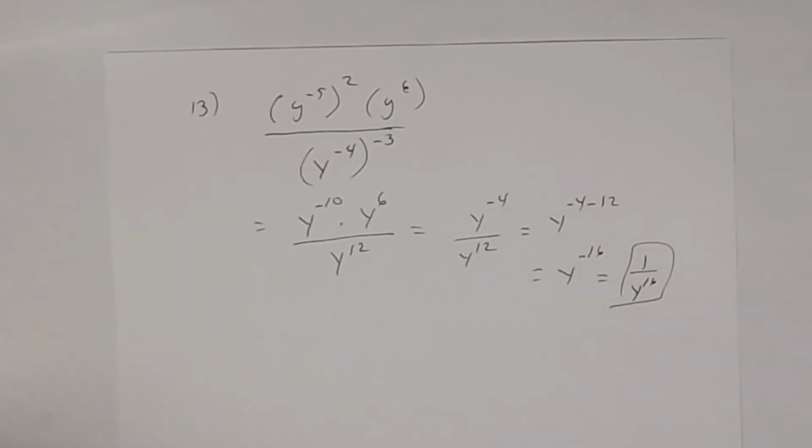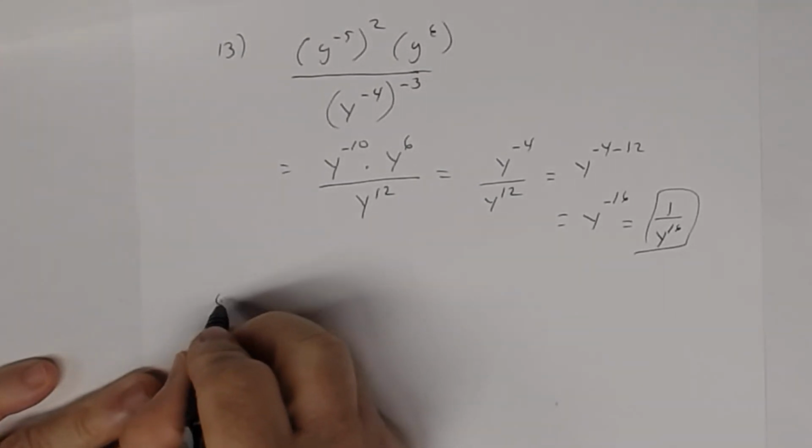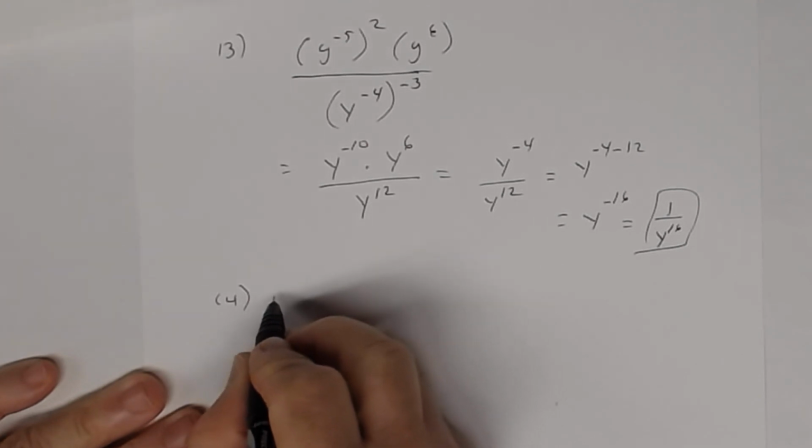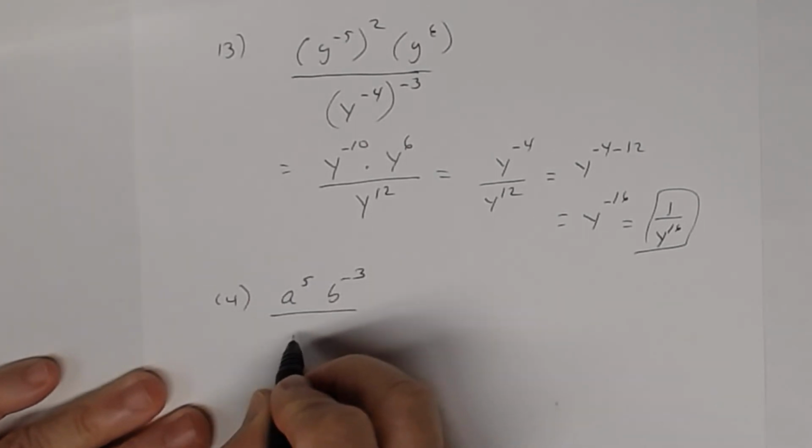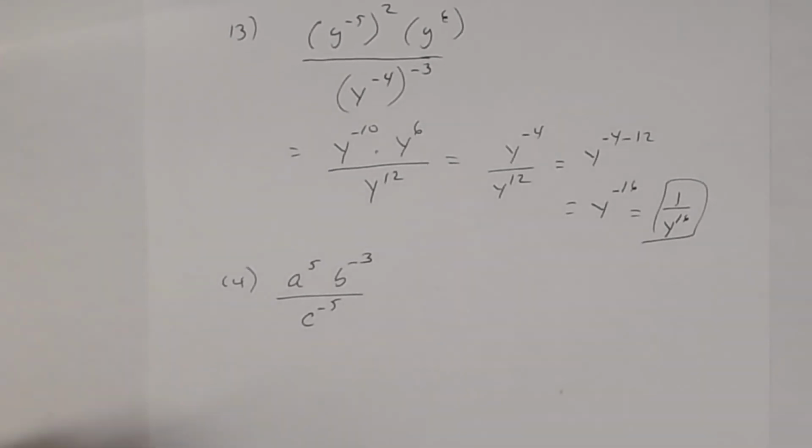Okay. So be strategic as you go through this simplification. Don't make it difficult at all. All right. And then number 14, let's suppose we had a to the 5th, b to the negative 3rd, divided by c to the negative 5th. So that may look a little more difficult than some of the others, but it shouldn't be. Let's think about this strategically, okay?